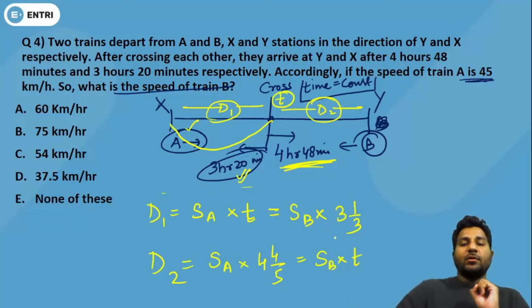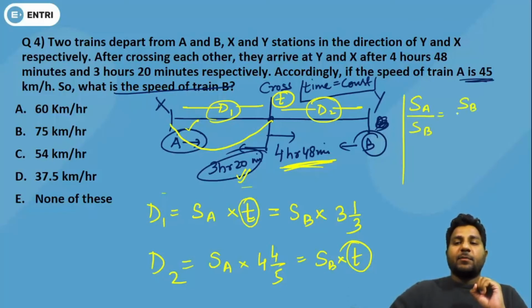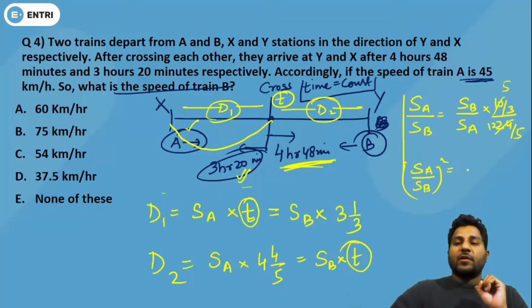So what we can do is eliminate this constant t, because the t is constant on both sides. That means if we divide here, we'll get SA upon SB equal to SB upon SA into 10 by 3 divided by 24 by 5. Look here, SA upon SB's whole square is equal to what? 5 by 12, so 25 by 36.